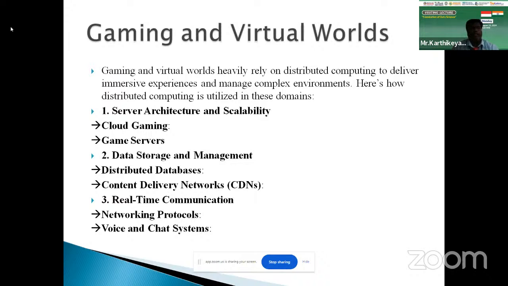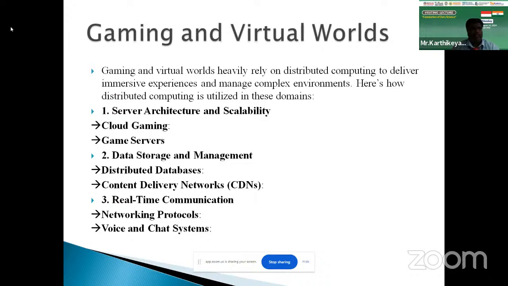Cloud gaming, with platforms like Google Stadia and Microsoft Xbox, uses distributed servers to stream games to players. This involves distributing the game processing and rendering across multiple servers in data centers to handle high performance demand and to reduce latency.